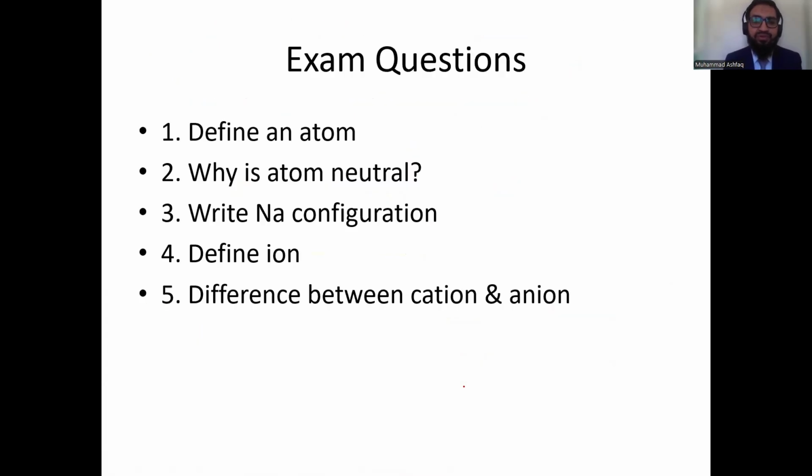Here we are going to discuss a few exam questions. Define atom: smallest unit. Why is an atom neutral? Because protons are equal to electrons. Sodium electronic configuration: atomic number 11, so 2, 8, 1, 11 electrons. Define ion: an atom that gains or loses electrons. Difference between cation and anion: a cation is a positive ion, formed by losing electrons, and an anion is a negative ion, formed by gaining electrons.